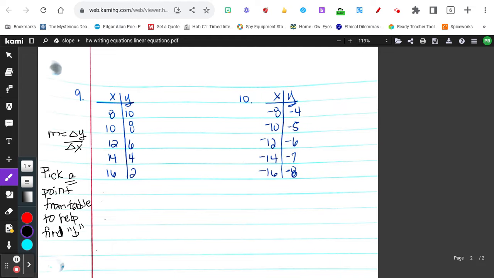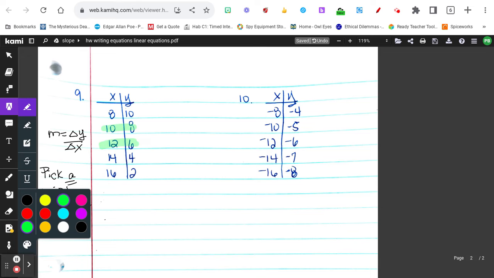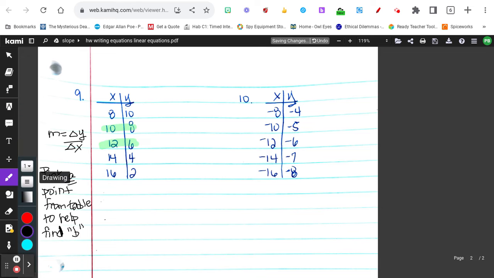All right, so I'm just going to calculate. I don't care what 2 points you use to do the change of y or the change of x. It doesn't matter. I'll do these 2. Just pick 2. All right, so the change here is -2, and the change here is +2. So the slope would simply be -2 over 2, which is -1. So m equals -1, guys.